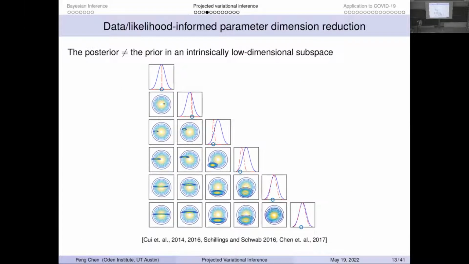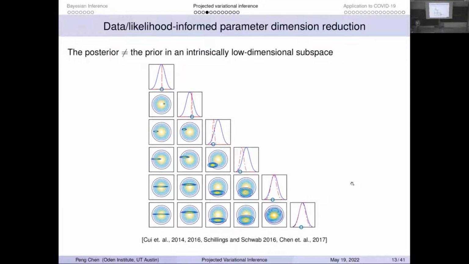However, what is the intuition behind the projection or the dimension reduction? It comes from the fact that in the problems you pose, the data typically only inform part of the parameter. It essentially informs the parameter in a low dimensional subspace. Or in other words, the posterior and the prior are only significantly different in an intrinsically low dimensional subspace. For instance, here is the subspace in the leading dimensions, where you have the blue as the prior marginal density and the red as the posterior density. You can see they're quite different. However, as you go to higher and higher dimensions, they become essentially the same, for the marginal one-dimensional density and also the two-dimensional density.